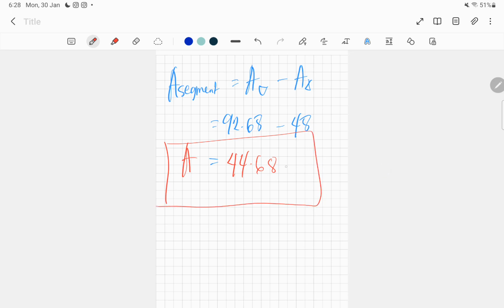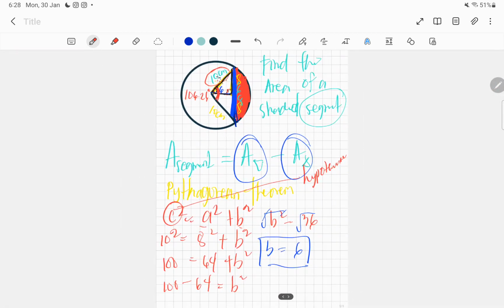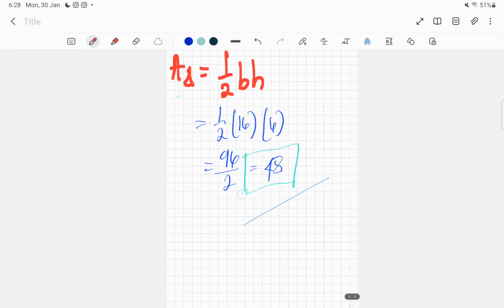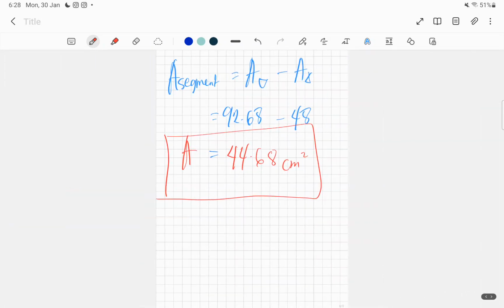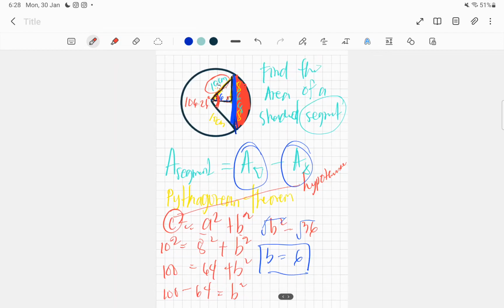Square unit, square centimeter, since we are talking about here the centimeters, and the area, kapag area, automatic lagi siyang naka-square. So, sorry, medyo mahaba yung video na to, but yun yung pinakamadaling way kung paano natin isa-solve yung pinaka-area ng ating shaded segment natin dito.